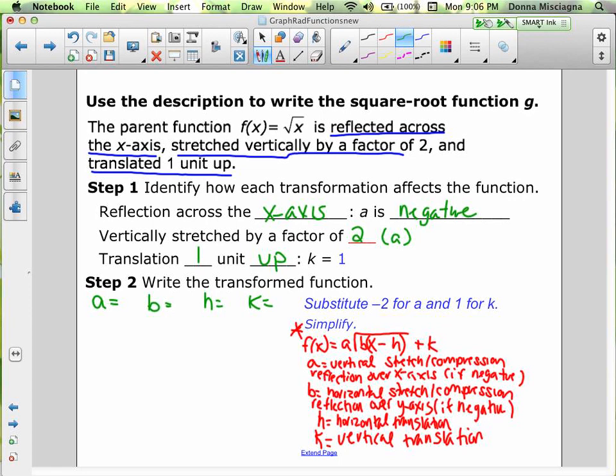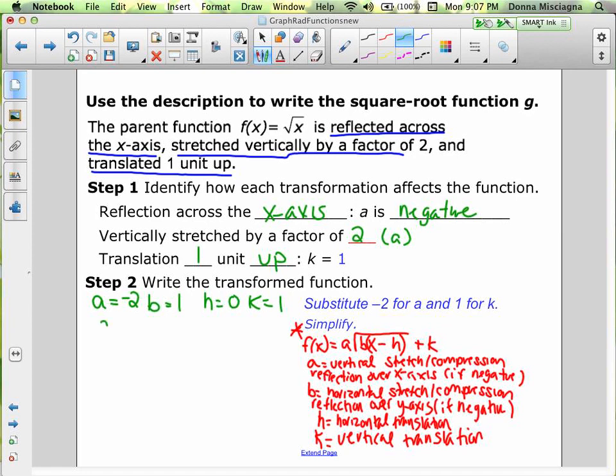All right, so let's identify a. Vertically stretched by a factor of 2, reflected across the x-axis. A is going to be negative 2. Let's see if we see any type of horizontal stretching or compressing or reflection over the y-axis. Nothing about any of those things. That means b is 1. About h. H is our horizontal translation. Doesn't say anything about right and left. So that means h is 0. But we do have a vertical translation. It's 1 up. So k is going to be positive 1.